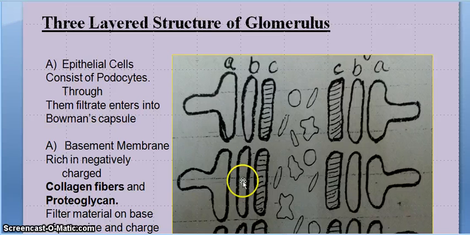The basement membrane also prevents the movement of strongly negative proteins through it, because proteoglycans are present in its composition, and proteoglycans have a negative charge. The next layer after the basement membrane, the outer layer, is the epithelial layer.